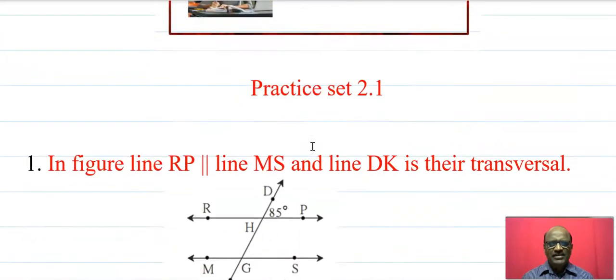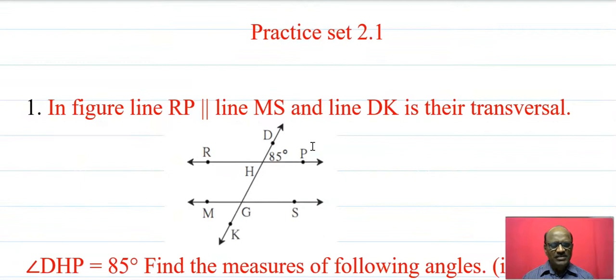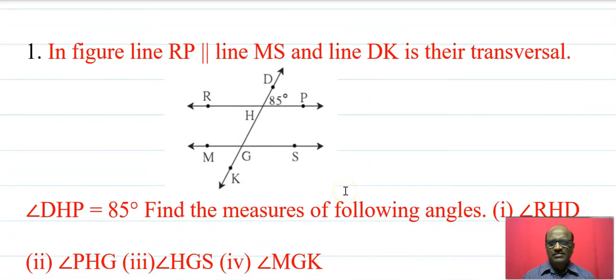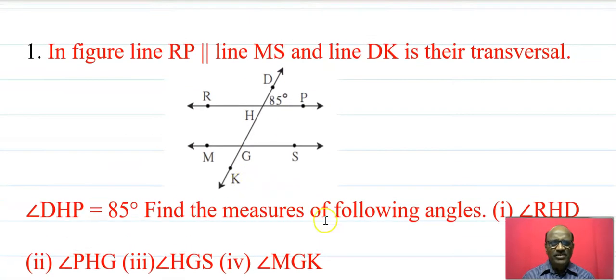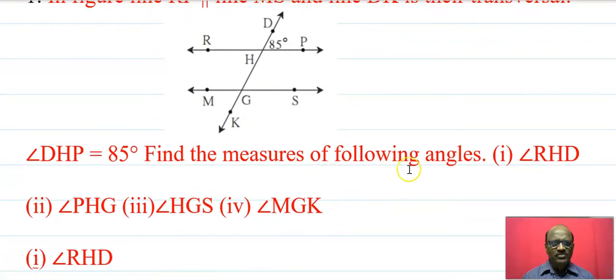Now let us start practice set 2.1. It's a very simple exercise. In the figure, line RP is parallel to line MS and DK is their transversal. Measure of angle DHP is equal to 85. Find the measures of the following angles: angle RHD, angle PHG, angle HGS, angle MGK.